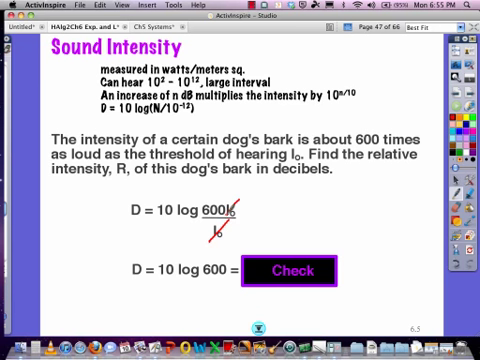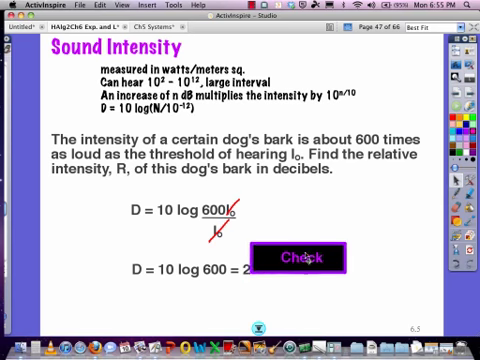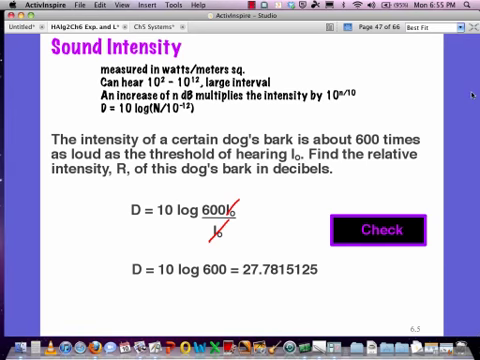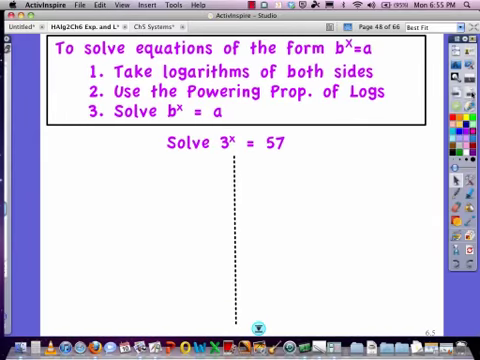So on your graphing calculator, you should be able to get a decimal approximation, do that multiplication, and when you finish, did you get approximately 27.78-ish? That would be the relative intensity in decibels. So there's an example of using common logarithms in real life situations.